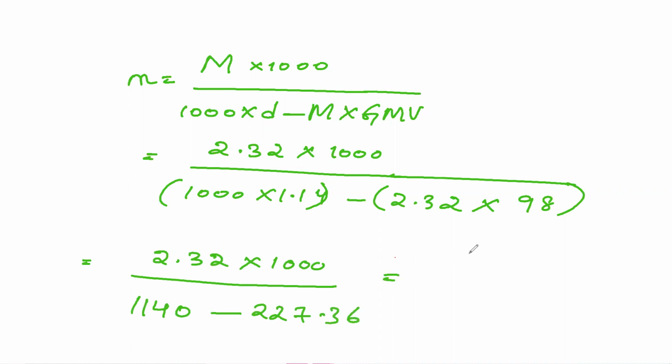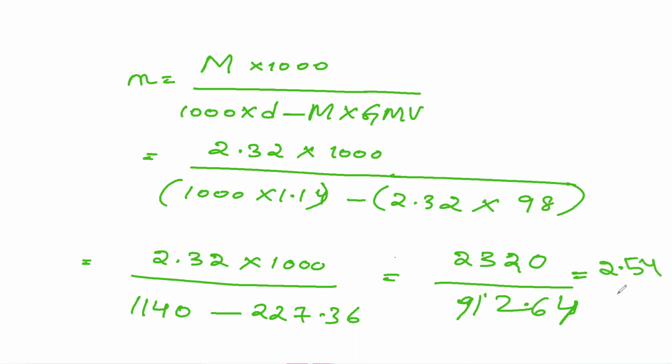227.36. So now again 2.32 into 1000, and the denominator 1140 minus 227.36. 227.36 is equal to 912.64. Now finally we'll get 2320 divided by 912.64, which is coming around 2.54 approximately. So the answer is 2.54. Molarity of the solution is 2.54.